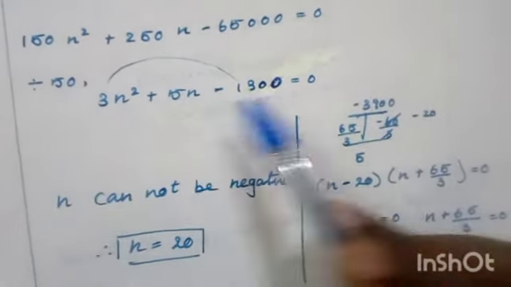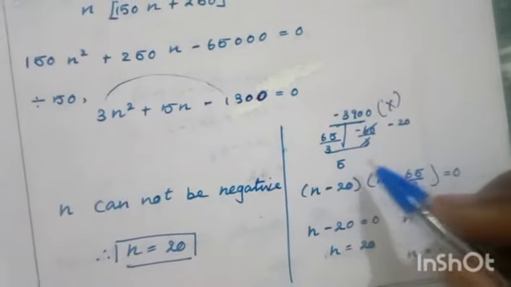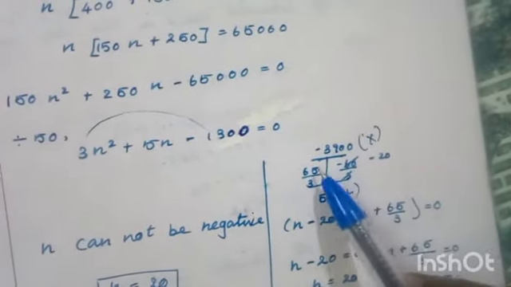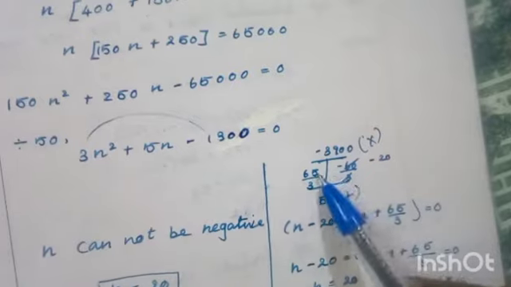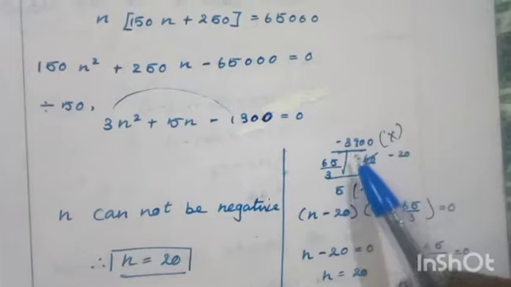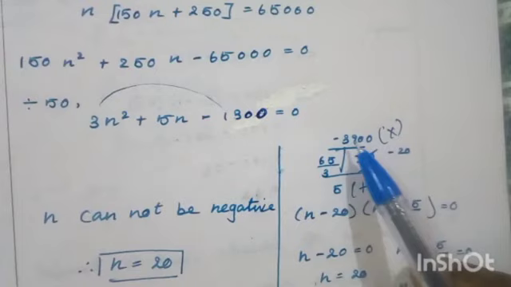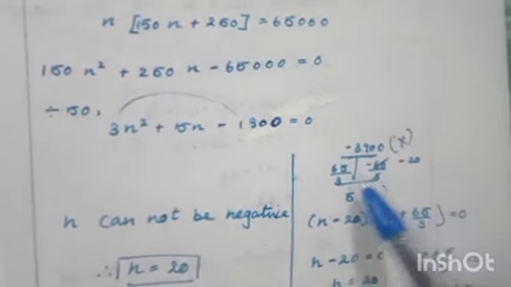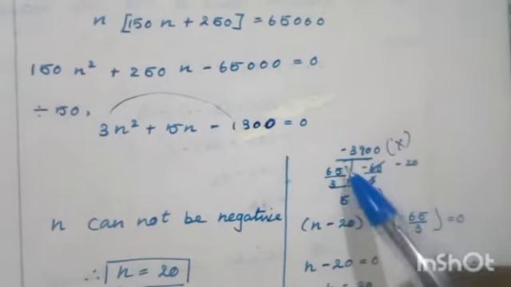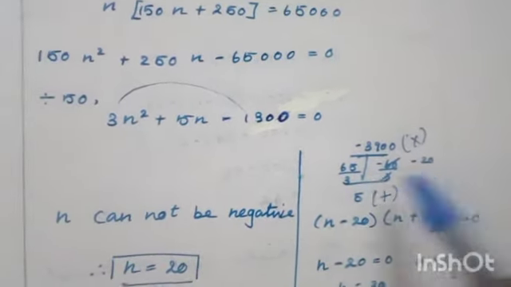So this is the product value, and for the adding value we have to get 5. Which is possible? That is 65 and 60. In 9th standard I taught this to you, so 65 into 60 you get 3900. Why are we dividing by 3 here? Here the coefficient is 3, so you have to divide by 3. Cancelling is possible here: 1 3 is 3, 20 times, minus 20.